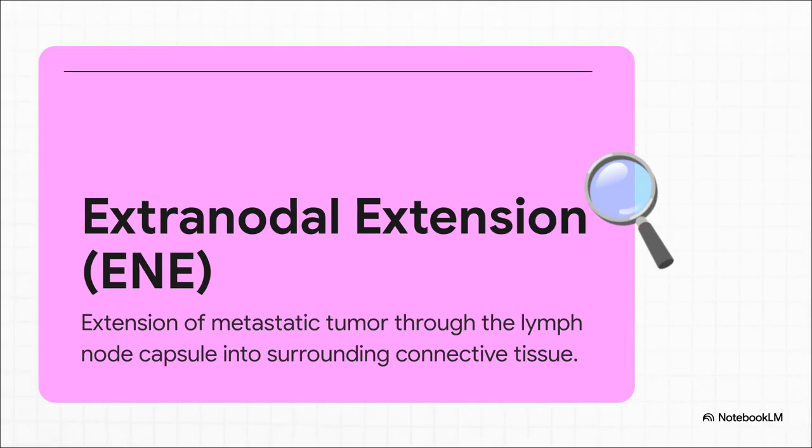Okay, so you find a positive node. Great. Well, not great for the patient, but good job finding it. Now comes what is arguably the single most important question you will answer. Is there extranodal extension? We call it ENE. This is where the cancer has literally busted through the wall of the lymph node and is spilling out into the surrounding fat. And finding it, well, it's a huge flashing red light for that patient's prognosis.